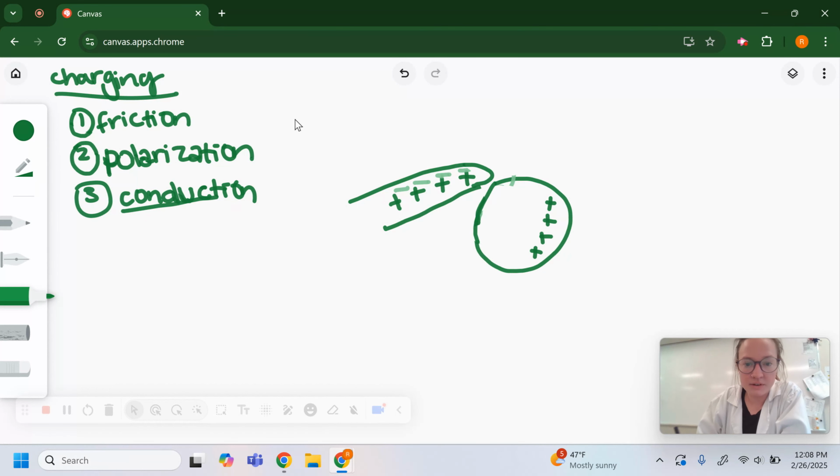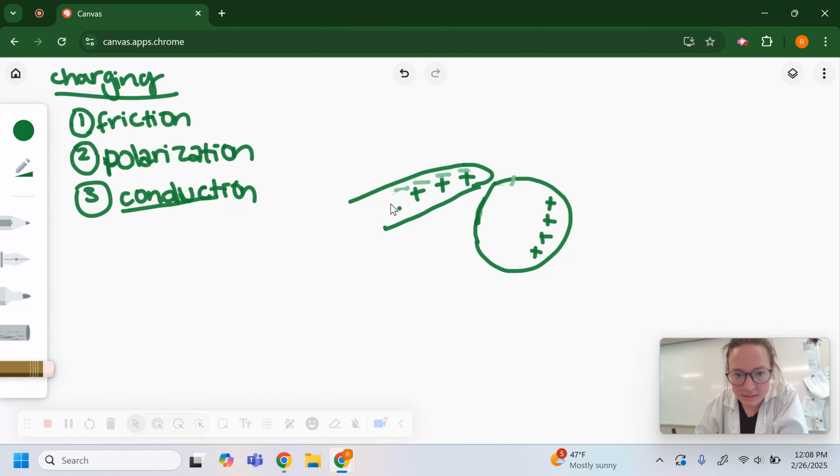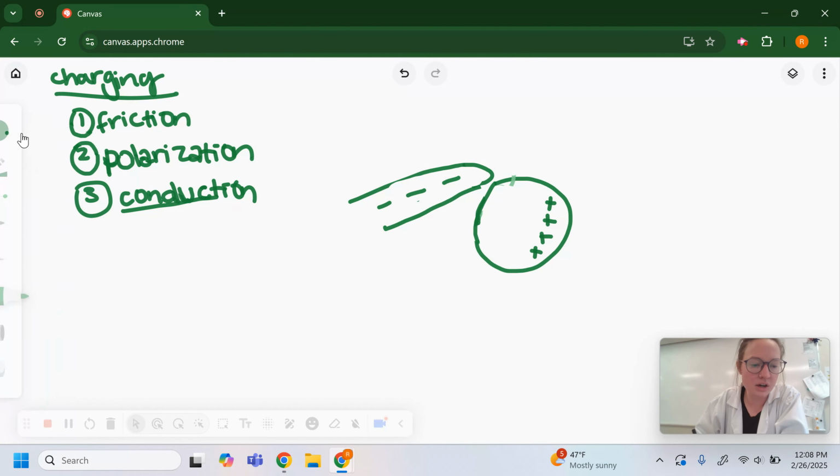Here's another example for you to look at. Let's suppose that you played on the carpet in your socks for a little bit, but this time the carpet gave up electrons to you, so you ended up negatively charged.